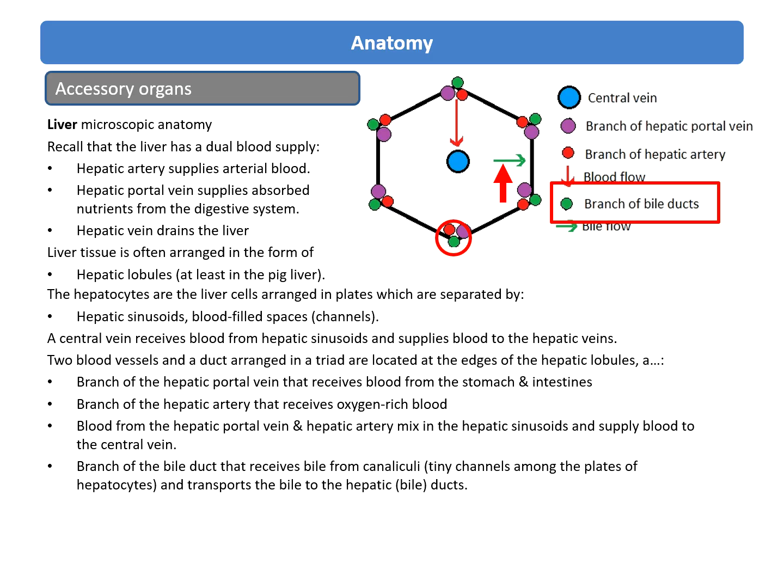Also in the triad is a branch of the bile duct, shown in green. It receives bile from the canaliculi, which are tiny channels along the plates of hepatocytes, and transports it to the hepatic or bile duct.